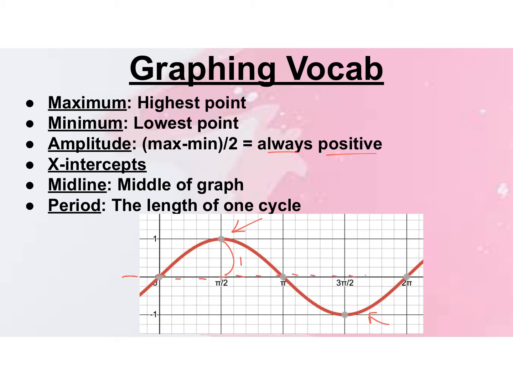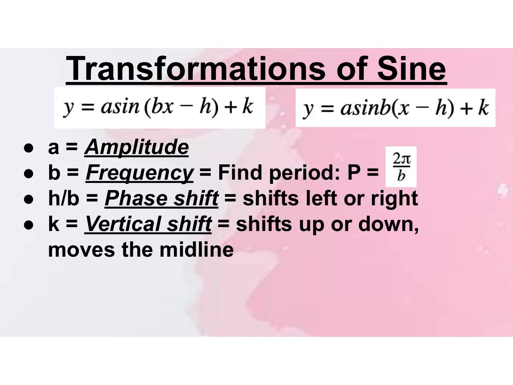Oftentimes, I'm going to dot in the midline. It's not an asymptote. It's just going to help me line my points up, especially when I start to move them. And then the period is the length of one cycle. In this case, our period is 2 pi.